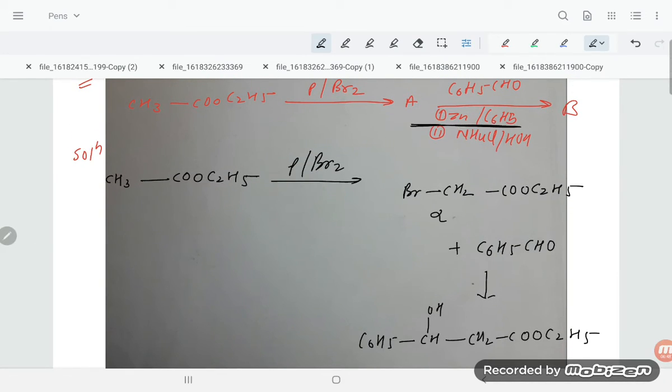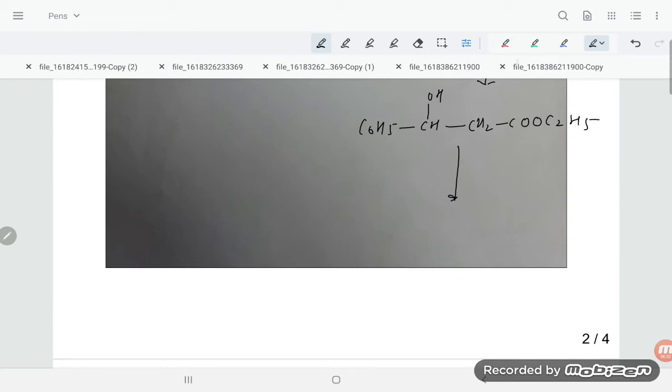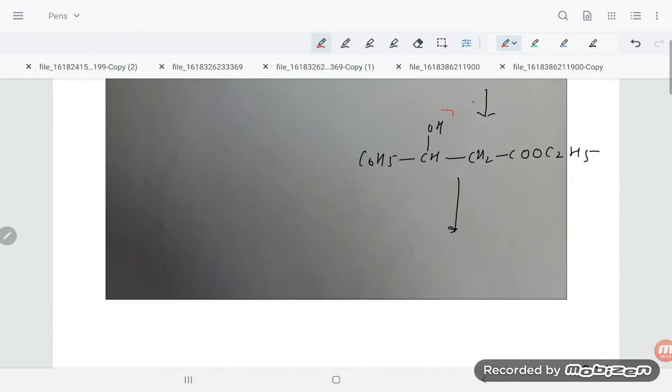But in the second case, they are saying this undergoes hydrolysis. So if it undergoes hydrolysis, there will be the loss of a water molecule, H2O. So it will give C6H5CH=CHCOOC2H5. So an alpha-beta unsaturated ester is being formed, dear student. So you can easily understand how the compound is getting formed.